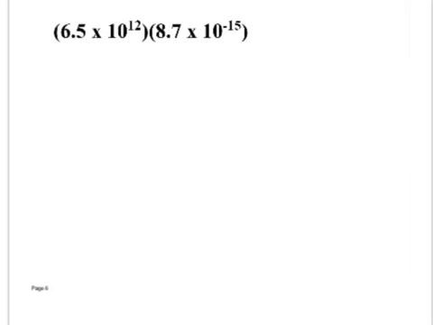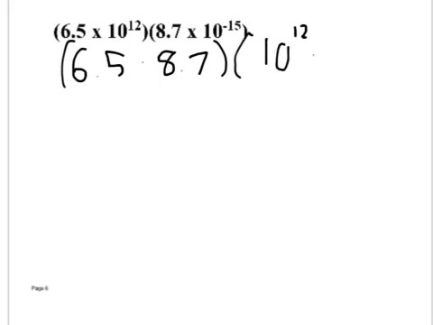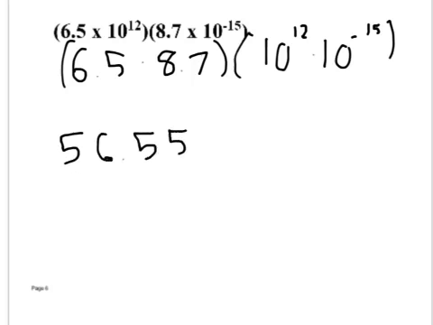Write this down. So what I do is I take 6.5 times 8.7. I also take 10 to the 12th times 10 to the negative 15th. 6.5 times 8.7 gives me 56.55. I have 10 to the 12th times 10 to the negative 15th. So remember we were multiplying bases, so we add exponents. 12 plus negative 15 is negative 3.